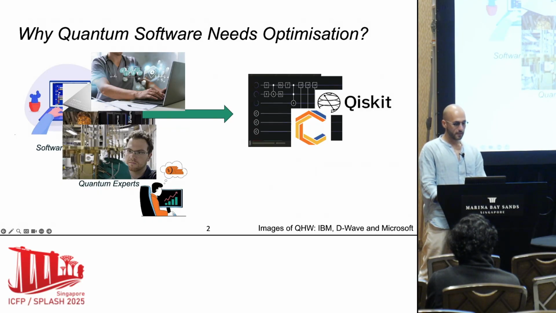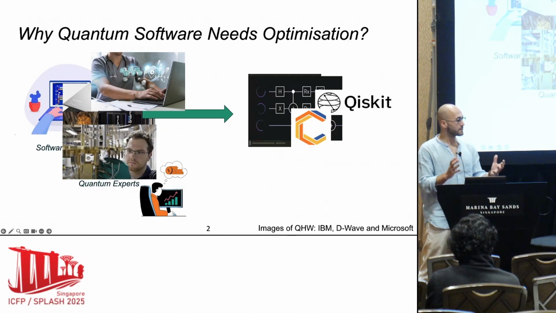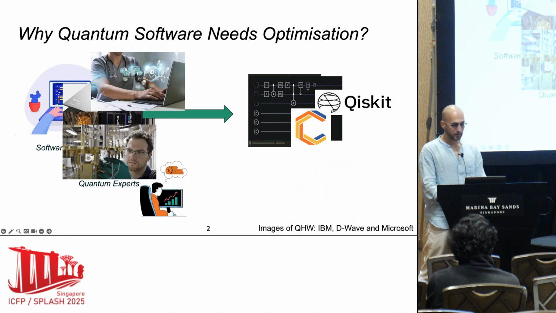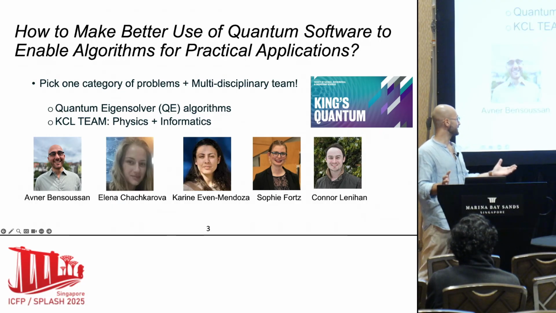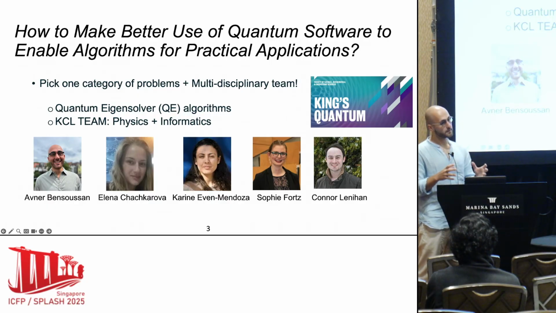It's because of this very multidisciplinary aspect of quantum software that we gathered a multidisciplinary team in King's Quantum to try and see if our gathering of knowledge can actually help optimize those software. And we picked a very specific problem that is quantum eigensolver.